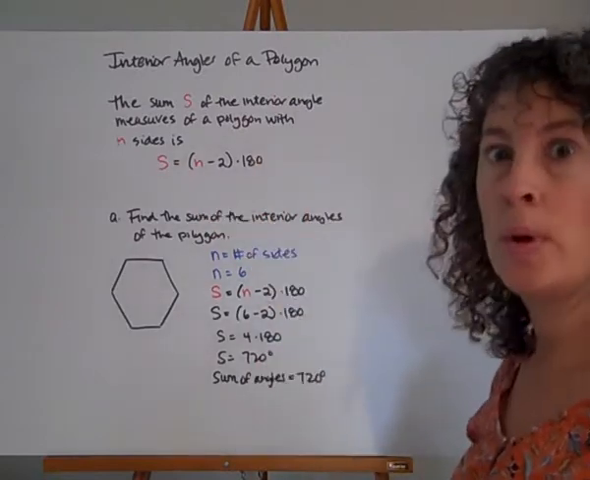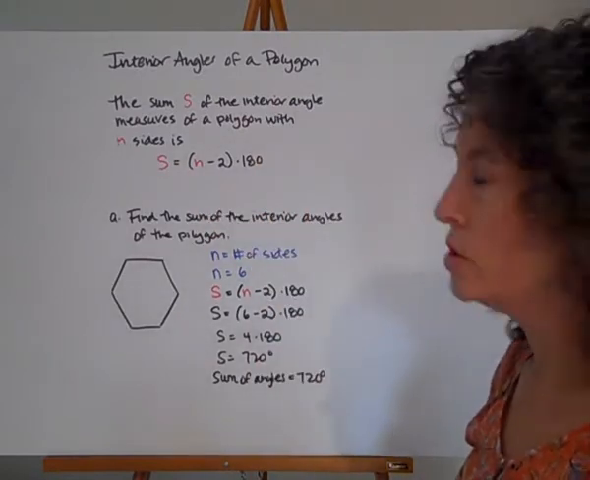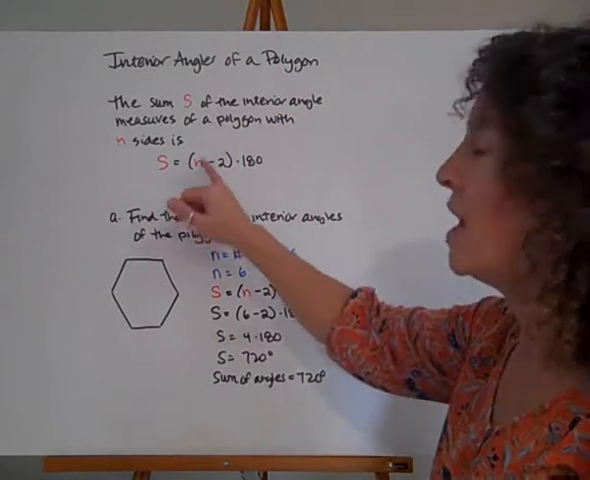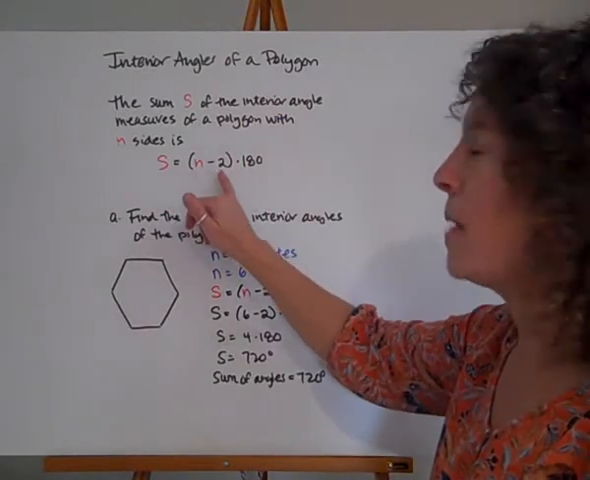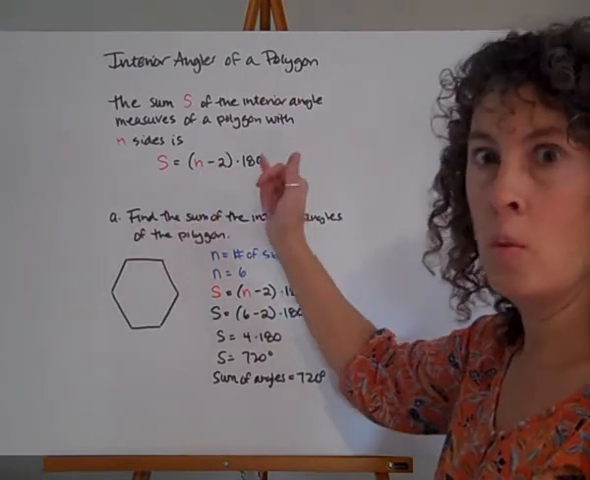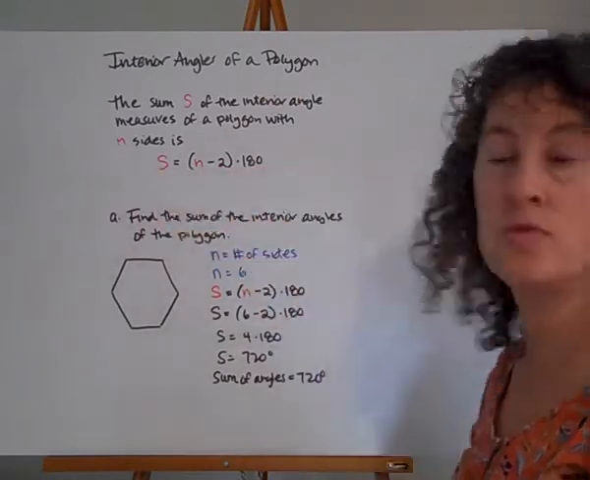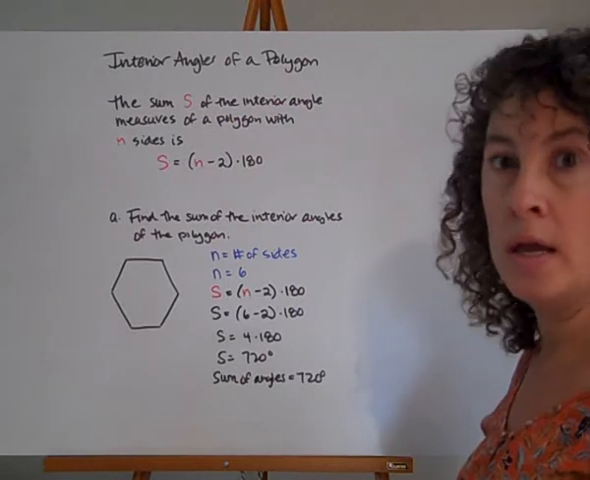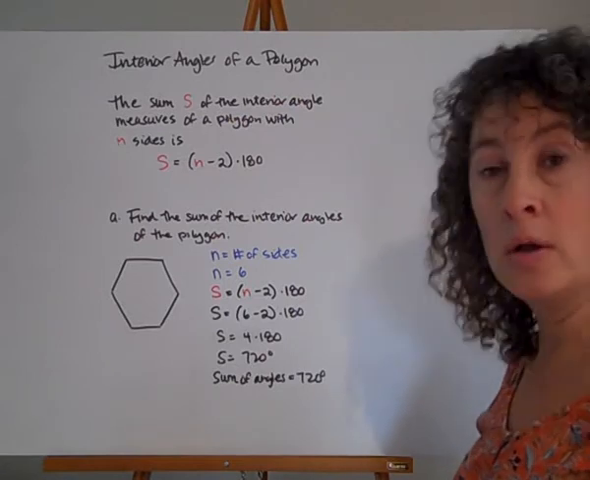This works for any shape, and let's try it with a triangle, which is a polygon. A triangle has 3 sides. If I do 3 minus 2, that gives me 1, and 1 times 180 is 180. So this totally works for a triangle because I know that the interior measures of a triangle equal 180.